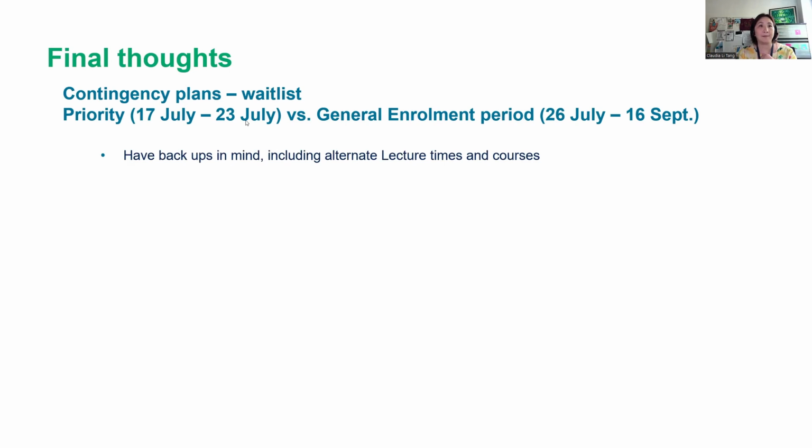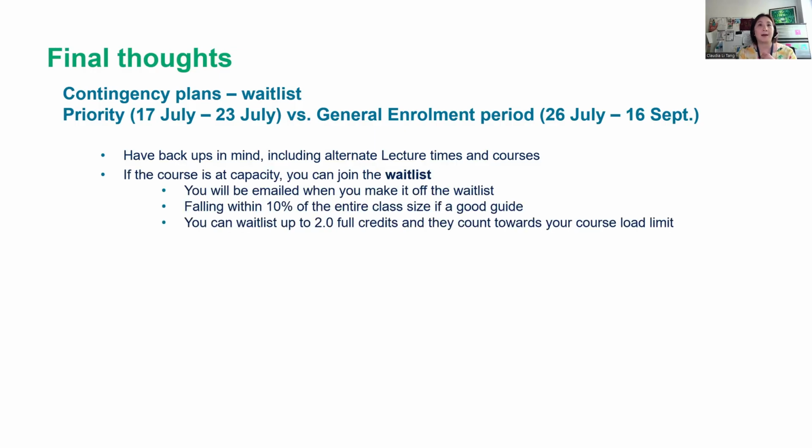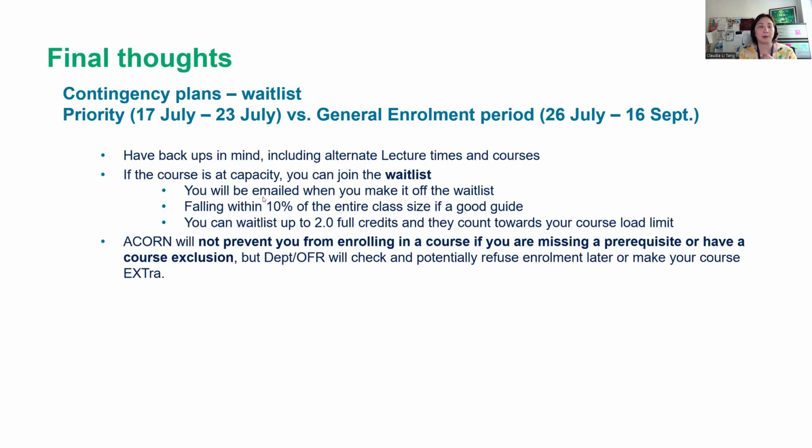Make sure that you have a backup in mind if you're waitlisted in some courses. Make sure that you have some alternate lectures and times for courses as well. There's a maximum of 2 full credits that you could be waitlisted for. Acorn will not prevent you from enrolling in courses if you're missing prerequisites or have a course exclusion, but the departments will potentially enforce this much later in the term and might refuse you enrollment later or make your course extra. So these are not things that you want to be surprised by.